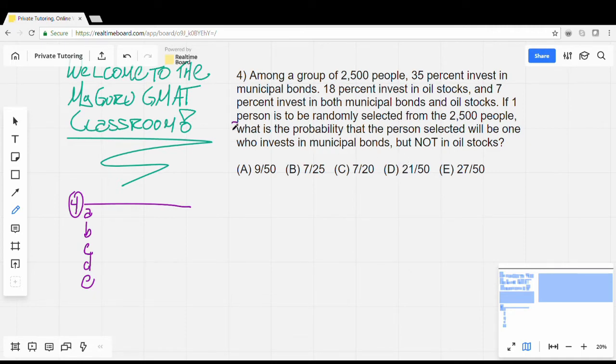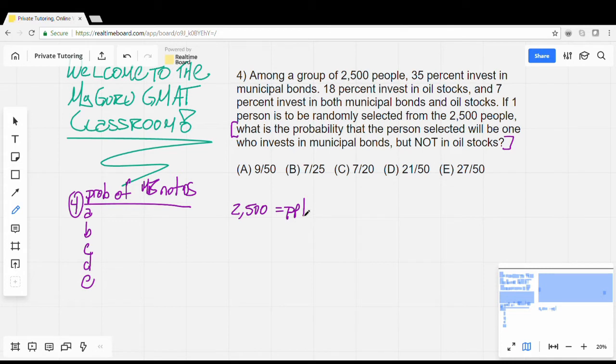So in this case, we're being asked, what is the probability that the person selected will be one who invests in municipal bonds, but not in oil stocks? So I can just shorthand that by saying probability, or prob, of MB not OS. Then I want to go ahead and start taking my notes immediately. So we're told that there are 2,500 people.